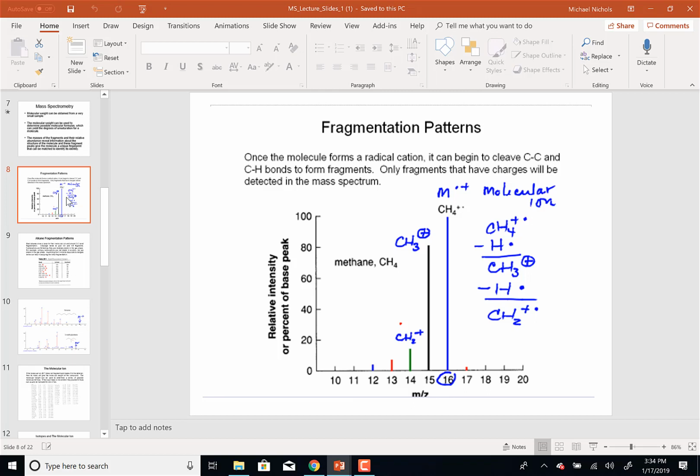And that peak actually can be useful, because if you think about it this way, for every carbon that's in the molecule, there's a 1.1% chance that carbon is carbon 13. So if you took the ratio of this peak to this peak and divided by 1.1, it would give you a rough approximation of the number of carbons in the molecule. You're not impressed.